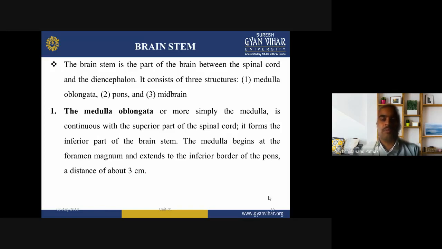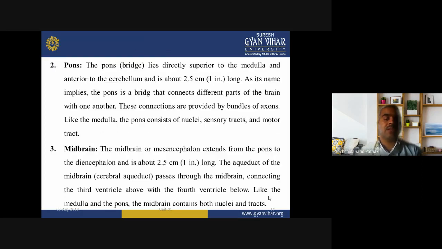So the medulla begins at the foramen magnum and extends to the inferior border of the pons, a distance of about 3 centimeters. Then the pons will be there that will act as a bridge. It lies directly superior to the medulla and anterior to the cerebellum, and is about 2.5 centimeters long.